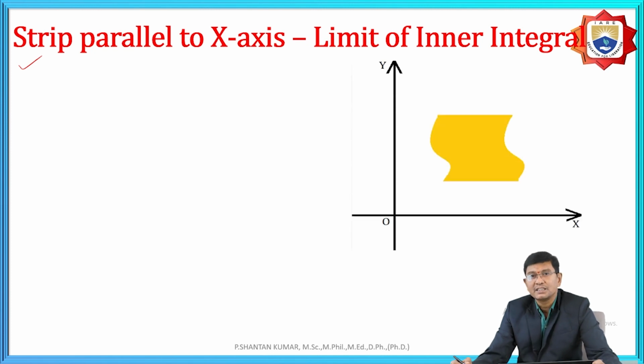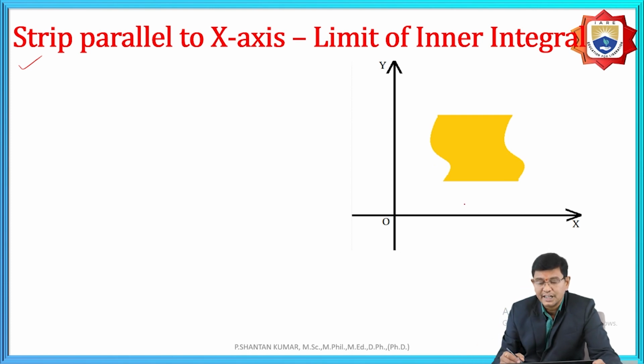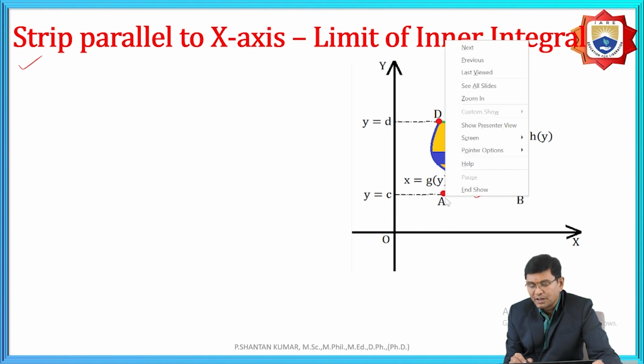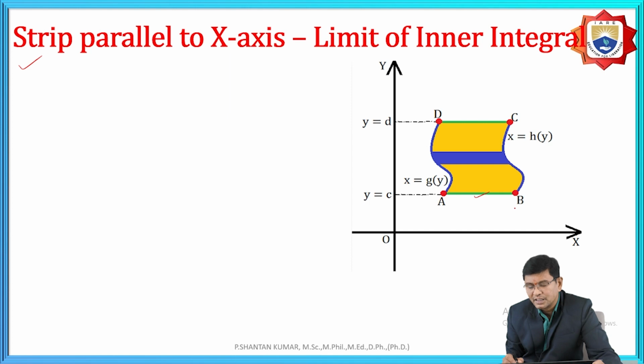Here, for example, this is the diagram. When we draw the diagram from the given curves, suppose we get a bounded region. Here the boundary starts with the curve A to B, and the upper one is B to C. That means for x, the inner is near the origin, that is A to B, and the outer is far away from the origin, that is B to C. The y limits are y equal to C to D, with D as the upper limit.